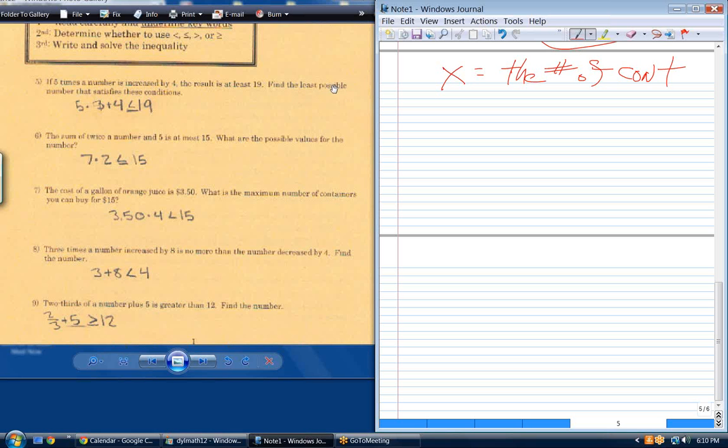Up here, what was the least possible number? That number is X. Down here, what are the possible values for the number? That number is X. So for number 7, the maximum number of containers, I need an equation with X in it. Not an equation, an inequality, excuse me. So what is that inequality?